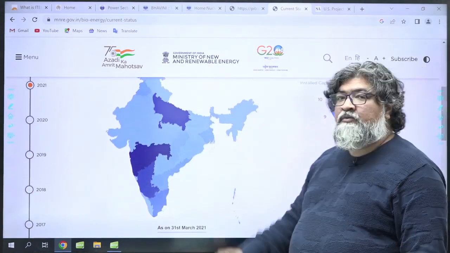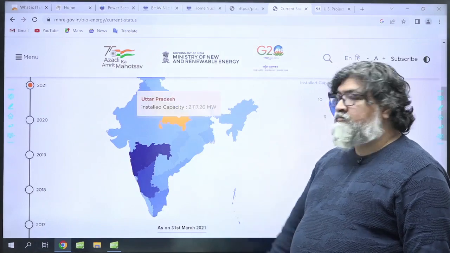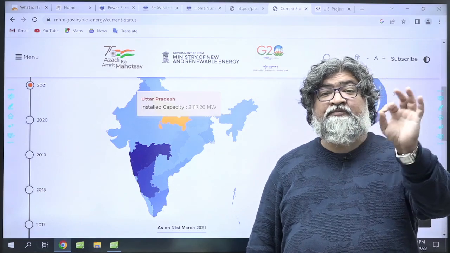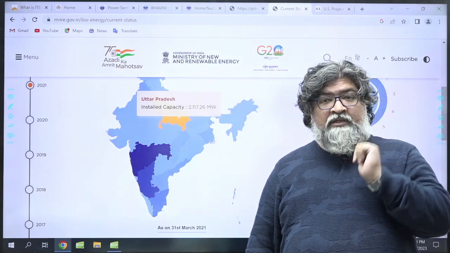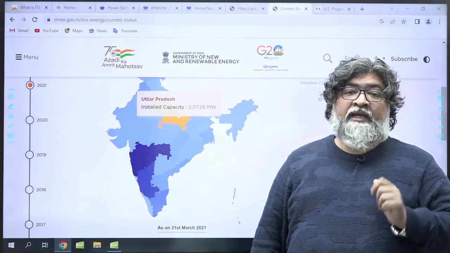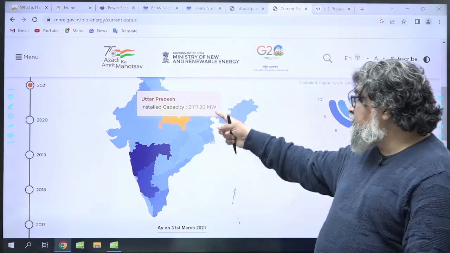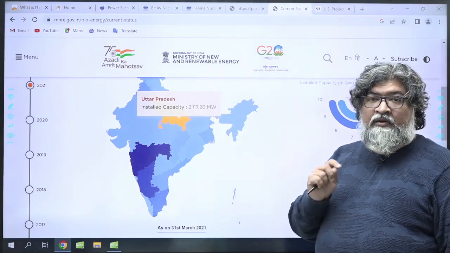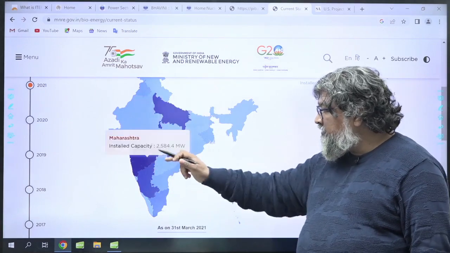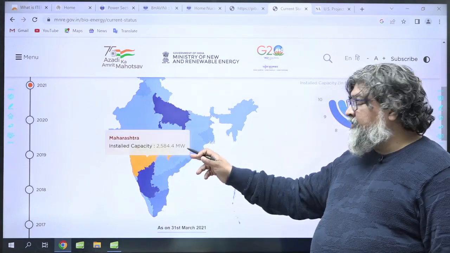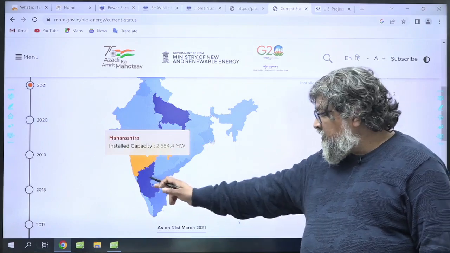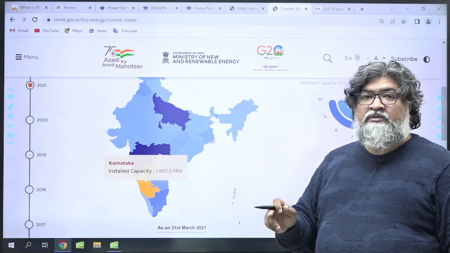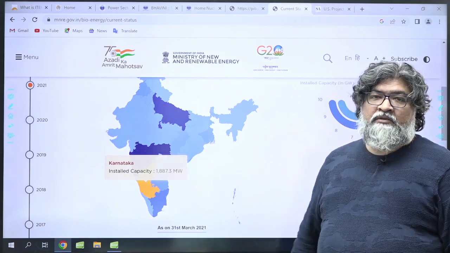So here, you see the overview. The leading state in biomass power is Uttar Pradesh. That means in Uttar Pradesh, a number of biogasifiers, either small or bigger, have been installed. And all such biomass power, what is the installed capacity? 2117 megawatt. Then the second leading state here, Maharashtra, 2584 megawatt biomass power. The third state here, Karnataka, 1887 megawatt power generation using biomass.